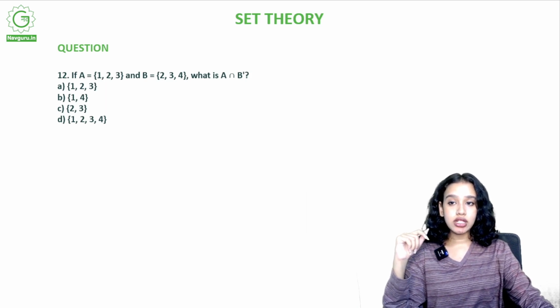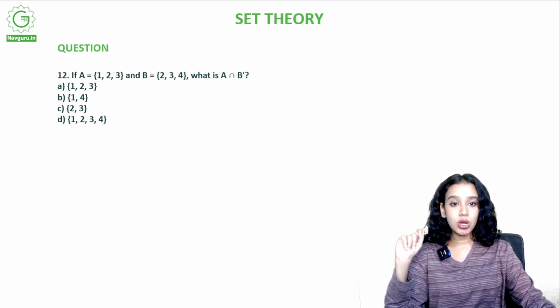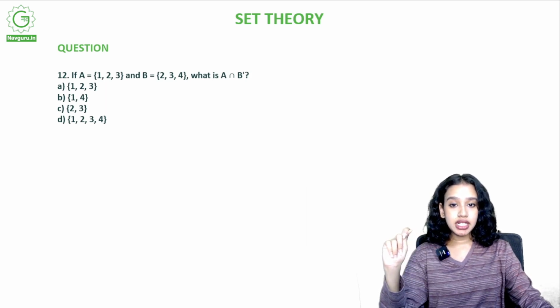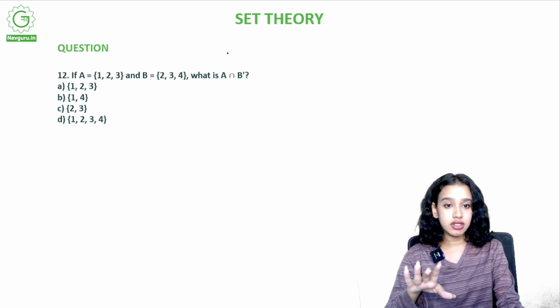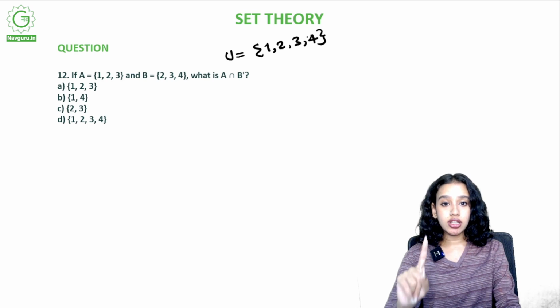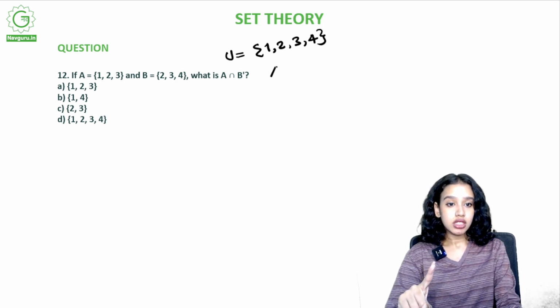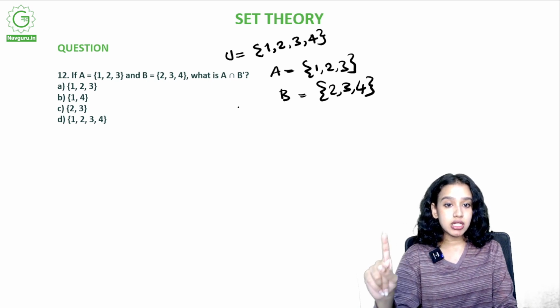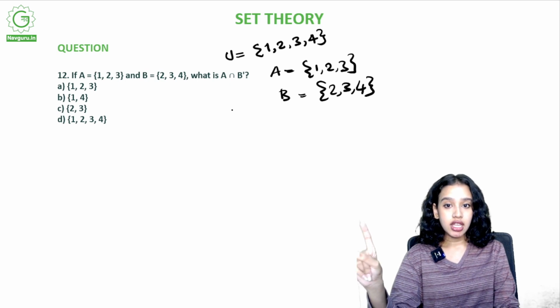If A is equal to 1, 2, 3 and B is equal to 2, 3, 4, what is A intersection B complement? So basically here the universal set is not given. We could take the universal set to be 1, 2, 3 and 4. I'm just assuming. Now here we have A is equal to 1, 2, 3 and we have B is equal to 2, 3, 4, right? Now what is B complement? B complement is 1 here and A intersection B complement would be just 1, which is not in the answer.